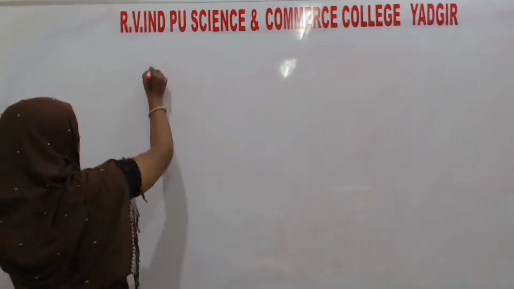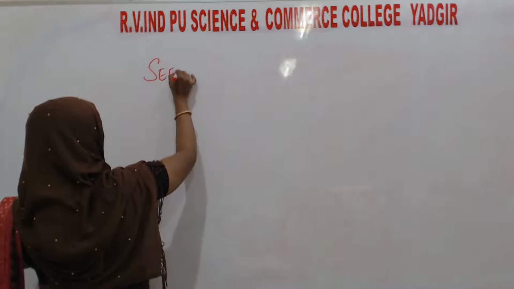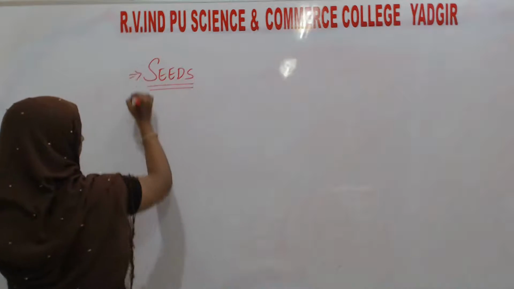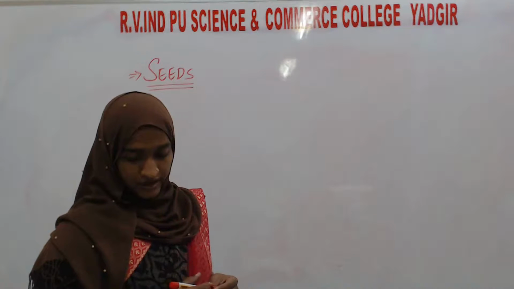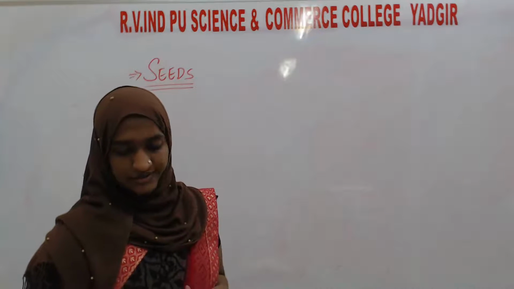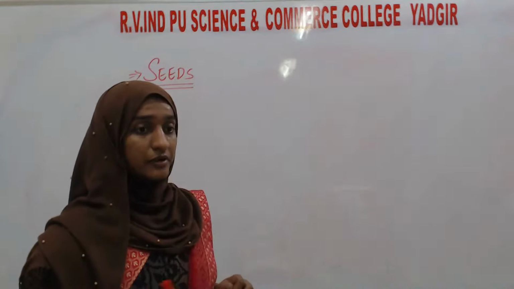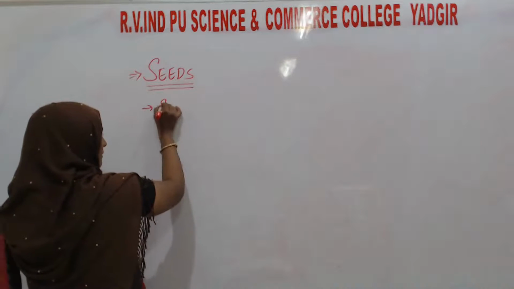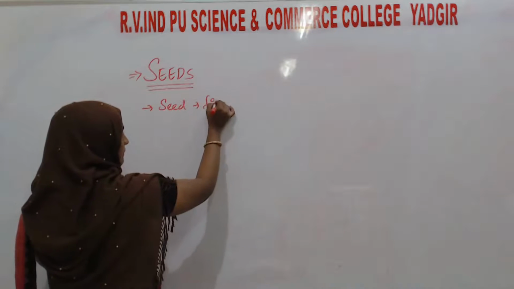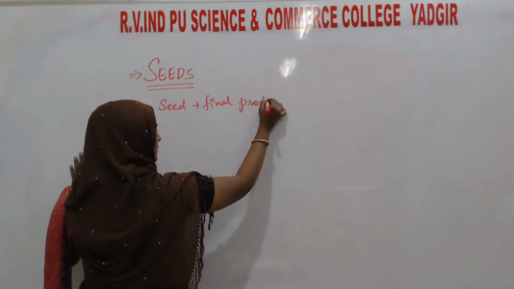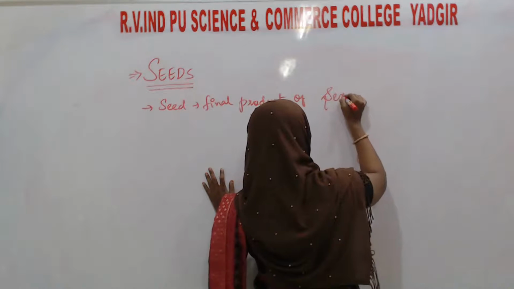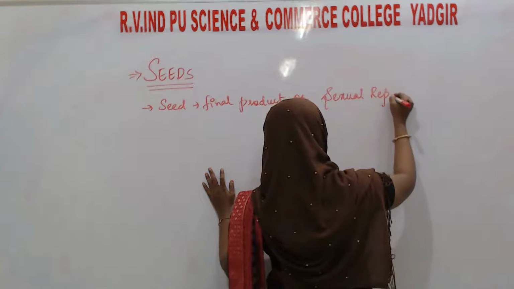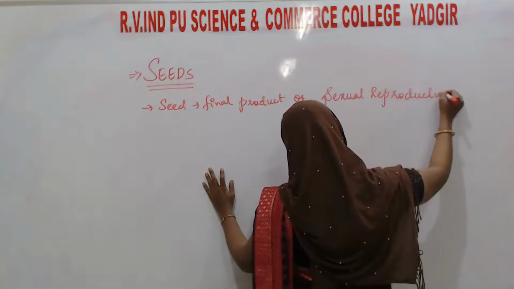Next topic is the seed. In sexual reproduction in flowering plants, what is the final product? That is the seed. In angiosperms, the seed is the final product of sexual reproduction.